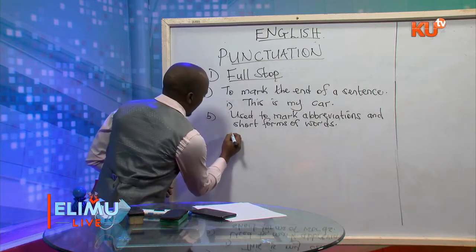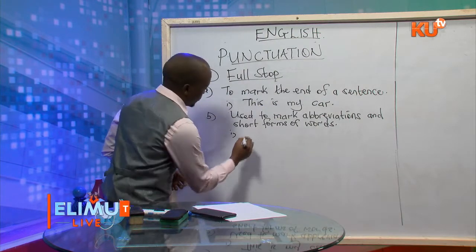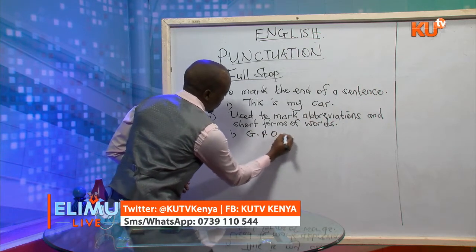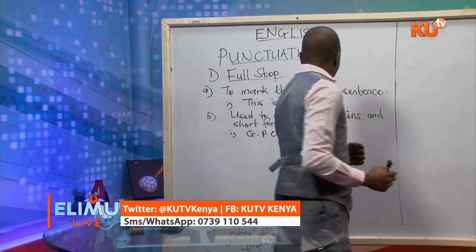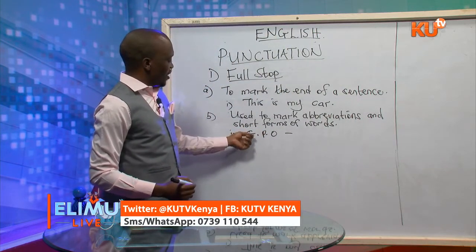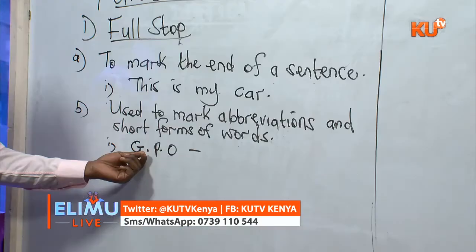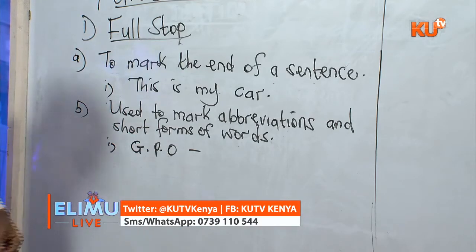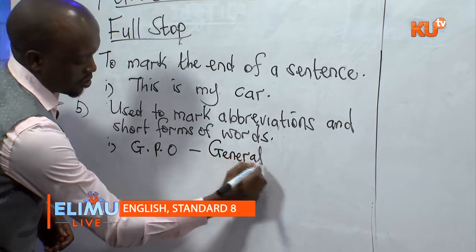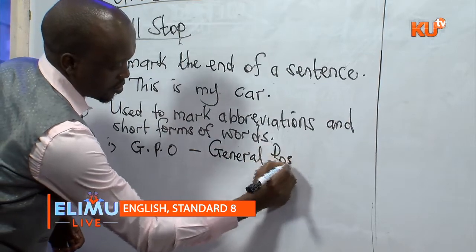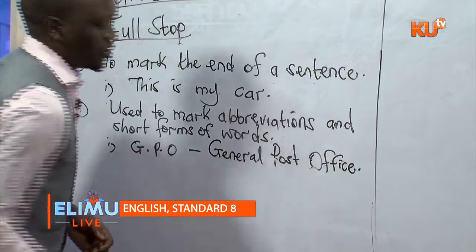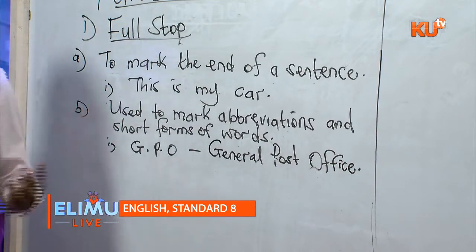An example, GPO. GPO, these are abbreviations. G, and after each letter you put a full stop, you mark it with a full stop. P, full stop, then O. GPO means General Post Office.